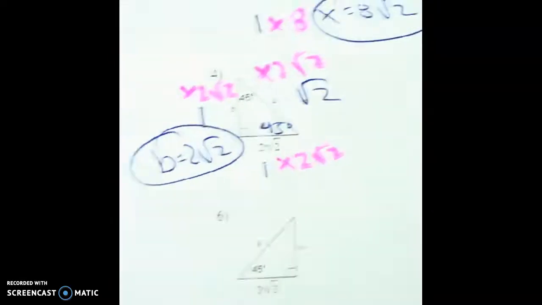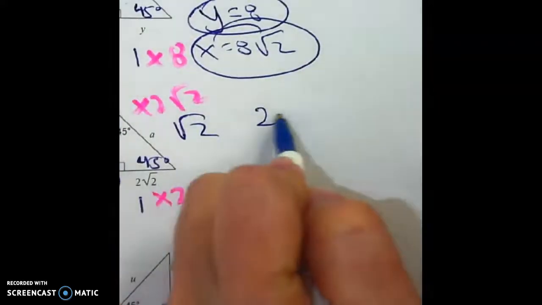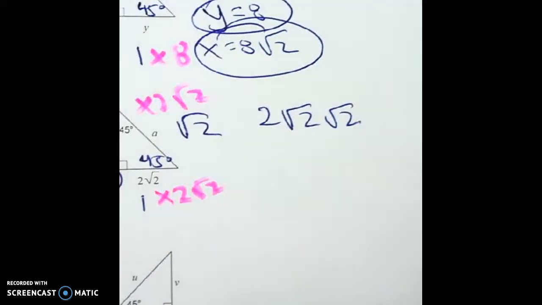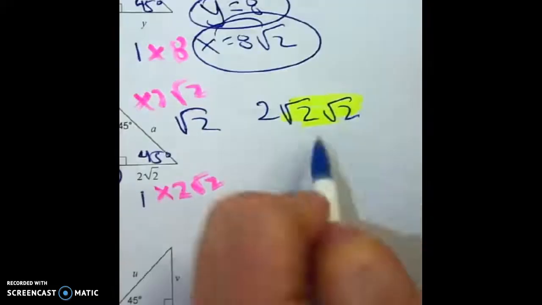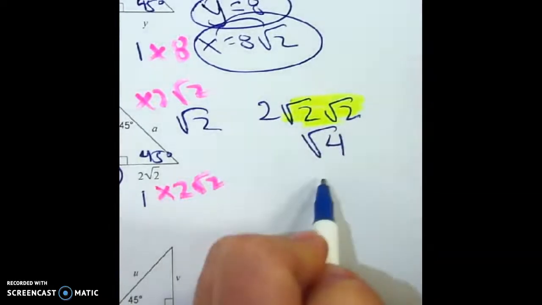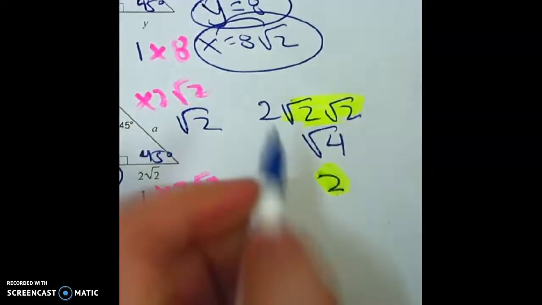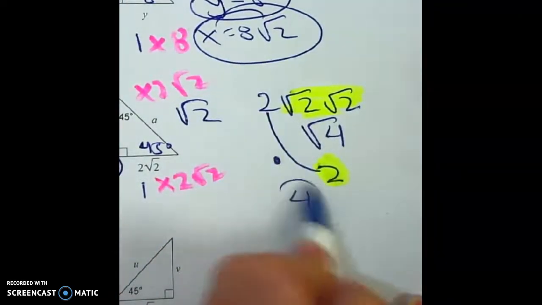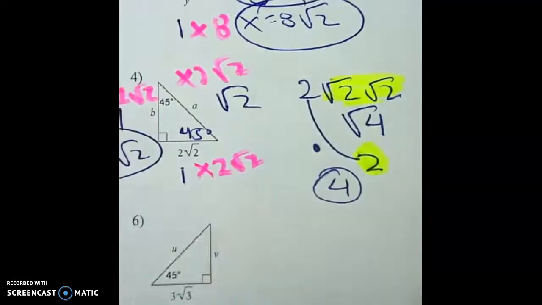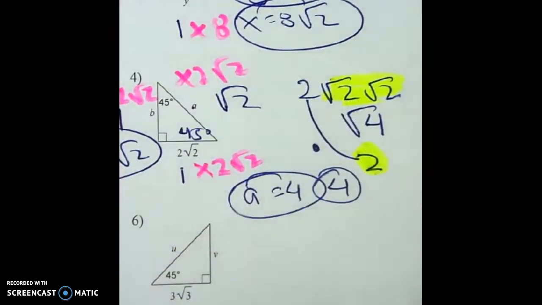Okay, this one's a little bit more difficult, so let me go through it. I have 2 times rad 2 rad 2. The square root of 2 times the square root of 2 is the square root of 4. And the square root of 4 is 2. So all of that gave me 2. Then I have this 2, and so I multiply them. 2 times 2 is 4. Therefore, my A equals 4. Okay, we'll do other ones, don't worry.